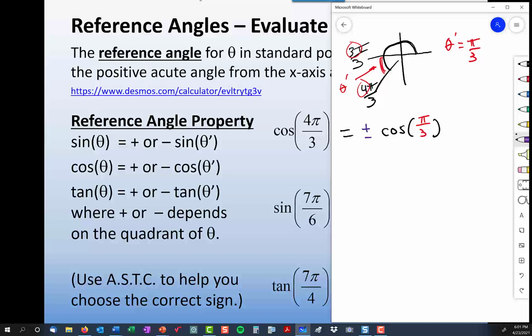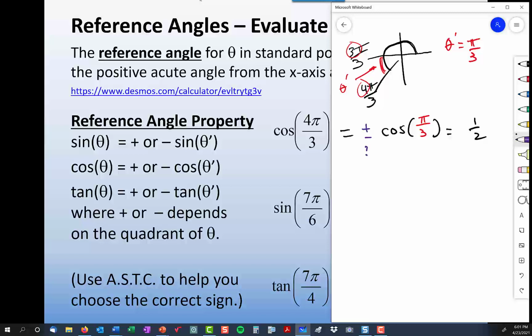So far I found the reference angle. The next thing I've got to use my memory and calculate and show what is the exact ratio for cosine of pi thirds. Now in your mind you can be thinking, oh wait, cosine of pi thirds, that is 60 degrees, and I've memorized that one. That equals 1/2. All right, now we have to choose, is it positive or negative?